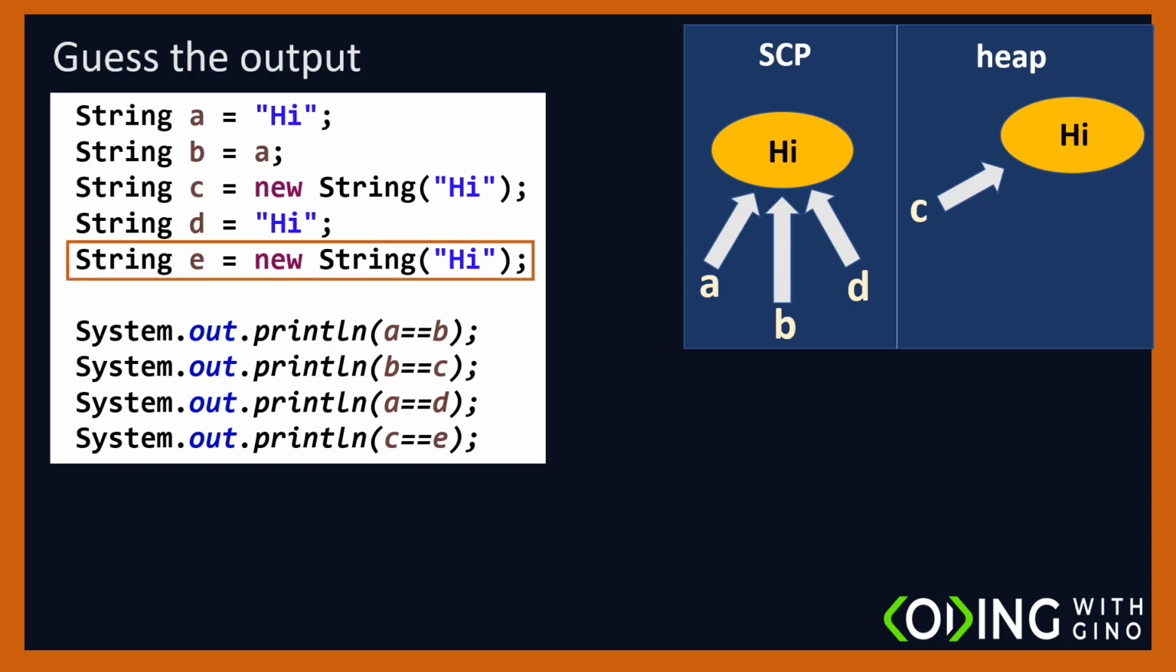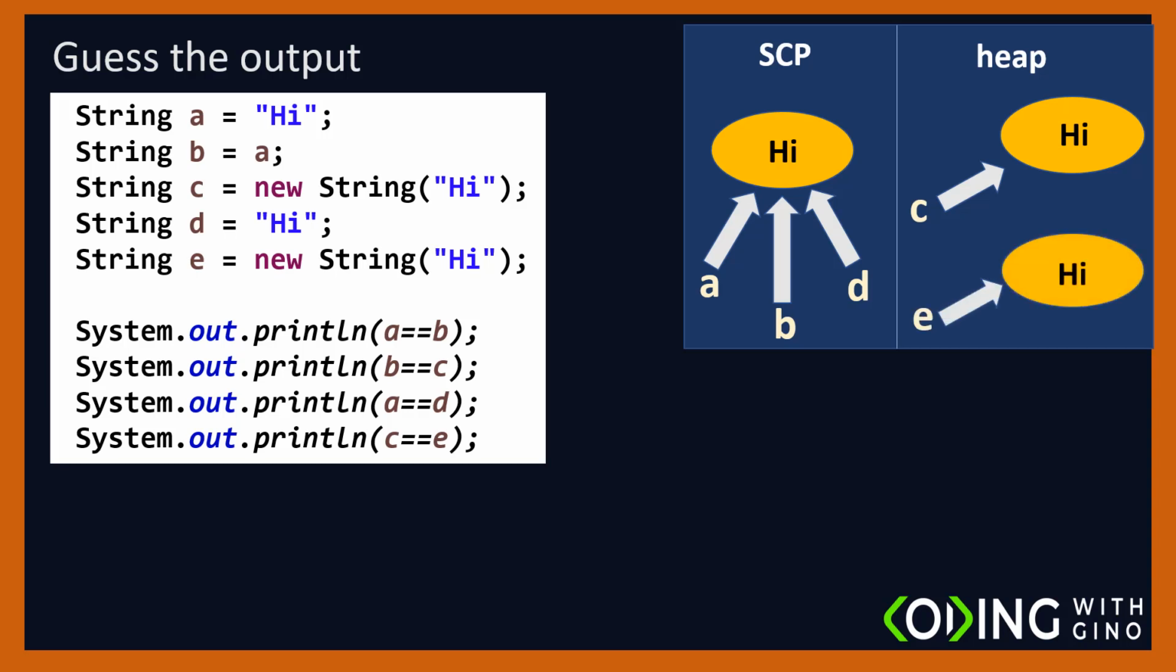String E is created using new operator and same value "hi". As the new operator was used, a new object will be created in heap. So, another object of "hi" is created and E points to this object. Also, as an object of the same data already exists in SCP, no duplicate "hi" object is created there.